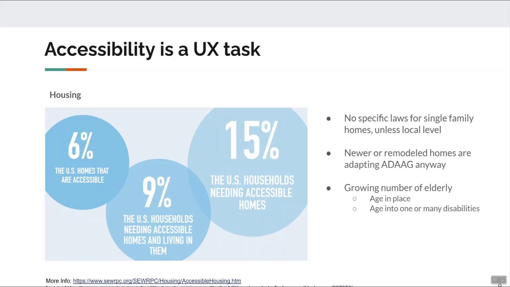That's in part because as the number of elderly is expanding, those people want to age in place, or stay in the home that they currently have. And as they age, they're also growing into one or more disabilities. So the housing either needs to adapt to them, or already have the accessible facilities in place so that as we age, we're not expected to move into independent living or other types of housing, but we can stay in the comfort of our own home.